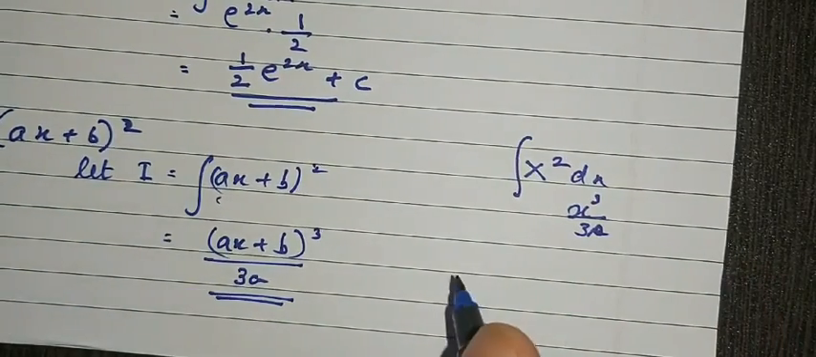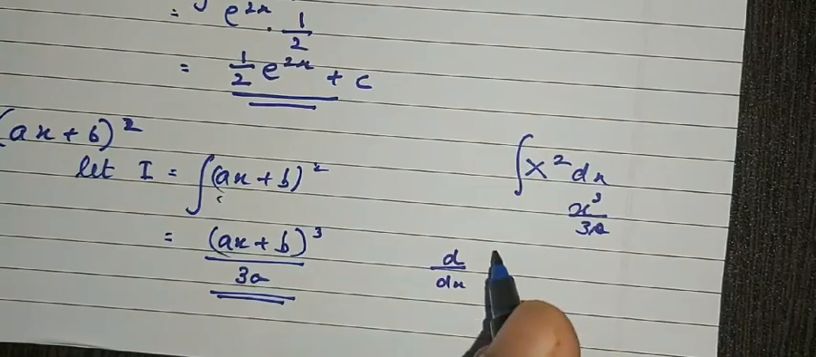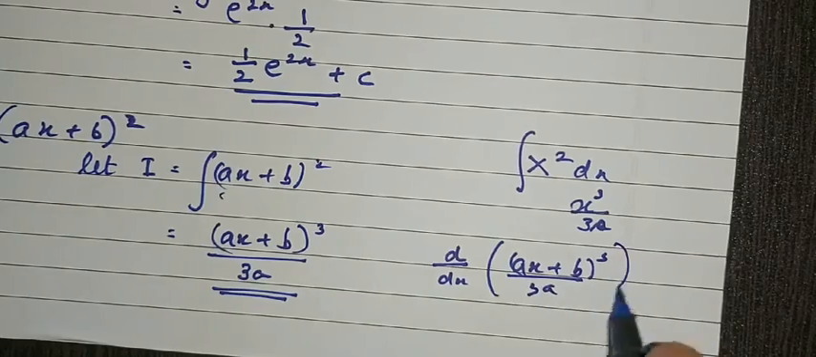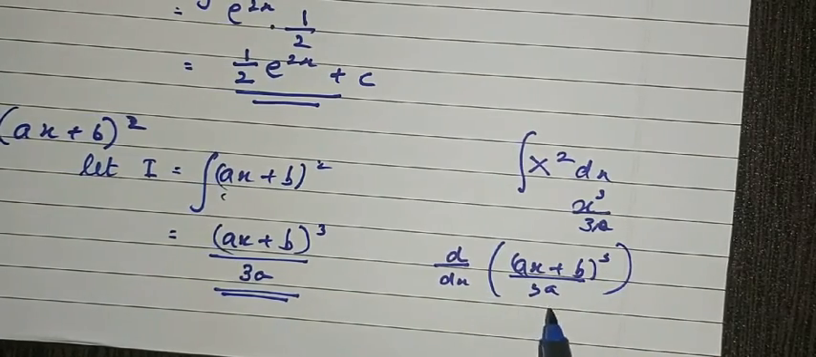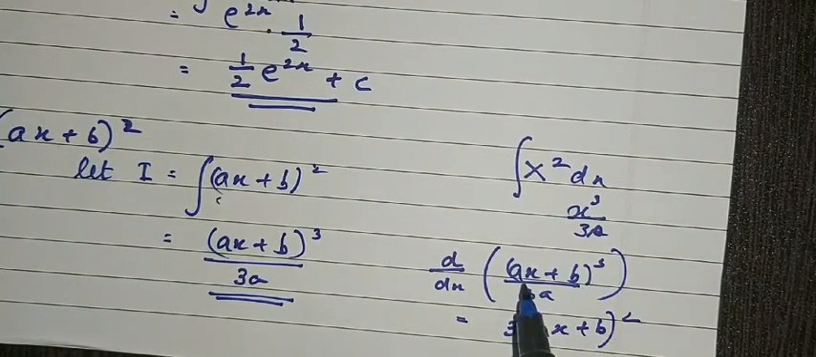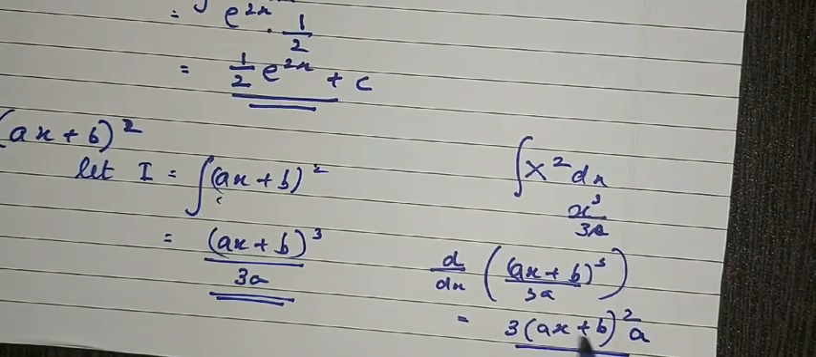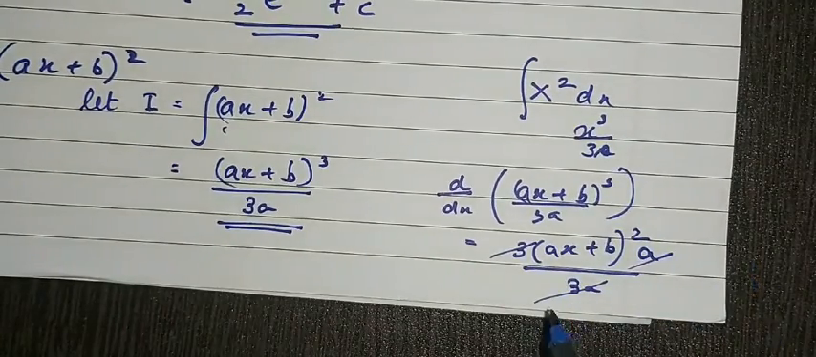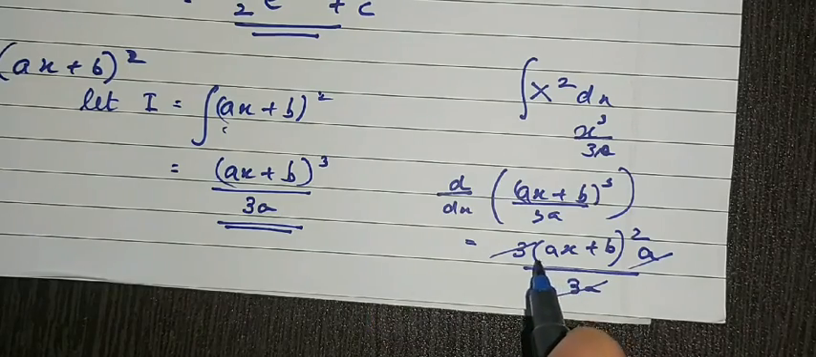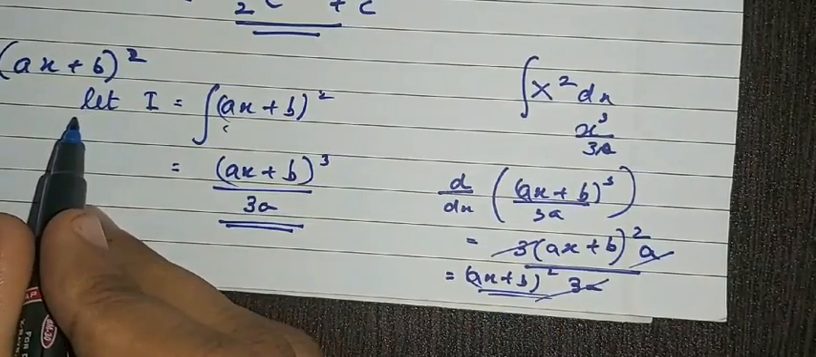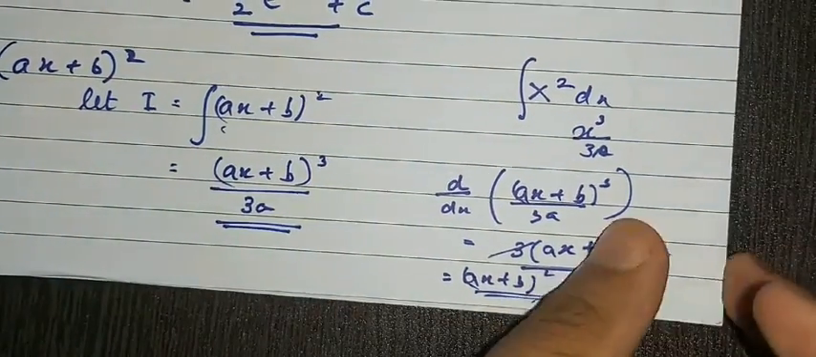We are going to differentiate it. So d by dx of (ax plus b) the whole cube by 3a. 3a will come out because it's a constant, and what will be the rest? 3 into (ax plus b) the whole square. A is a constant close to x, so a will also come outside, and this is a constant, this will remain here. This 3a will get cancelled off. So we will get back to the answer as (ax plus b) the whole square. That's the question here. Yes, so that question is over.